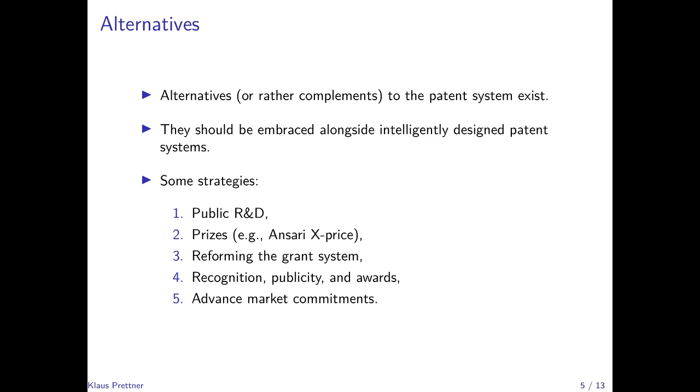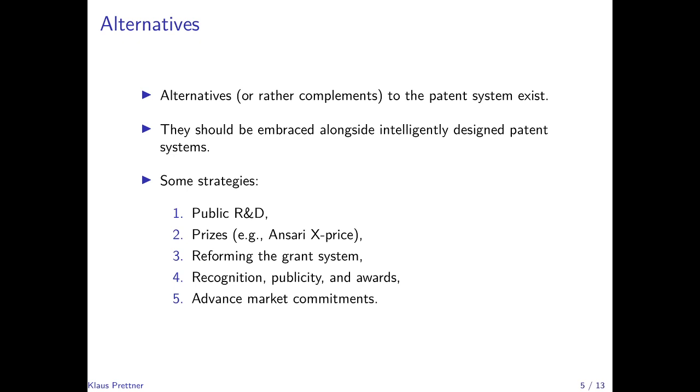and I will go through a few of them in the following slides. So of course the first is public expenditures on research and development, public R&D as it is done on universities and research institutes, publicly funded research institutes. Prizes, innovation prizes, such as the Ansari X prize that really fostered innovation quite a lot in certain areas. Then the grant system that can be actually reformed to incentivize R&D even better. Then for some researchers, earning money does not seem to be the prime motivation actually, and something like recognition, publicity, and awards seem to be more important to them.